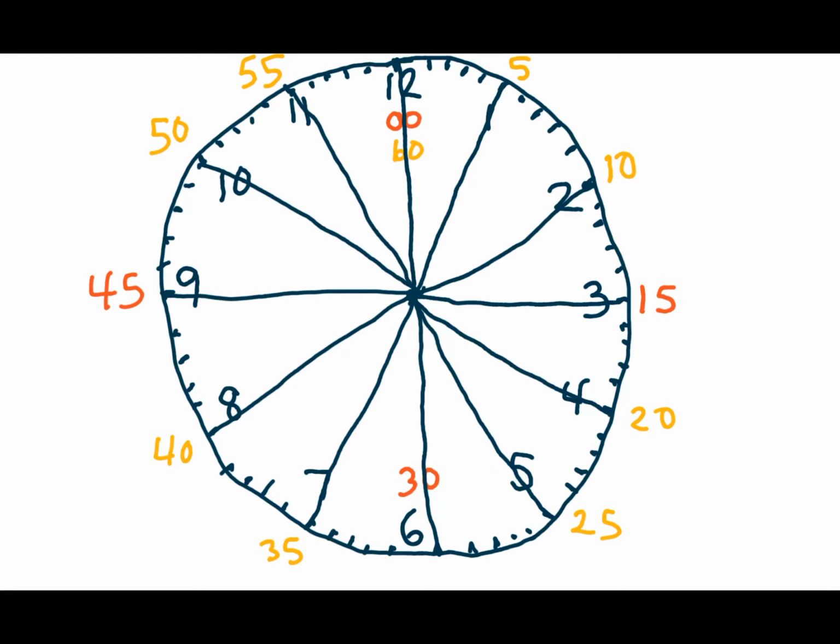So we did the best we could of making our clock into how many parts? 1, 2, 3, 4, 5, 6, 7, 8, 9, 10, 11, 12 equal parts, boys and girls. We did the best we could to make 12 equal parts.